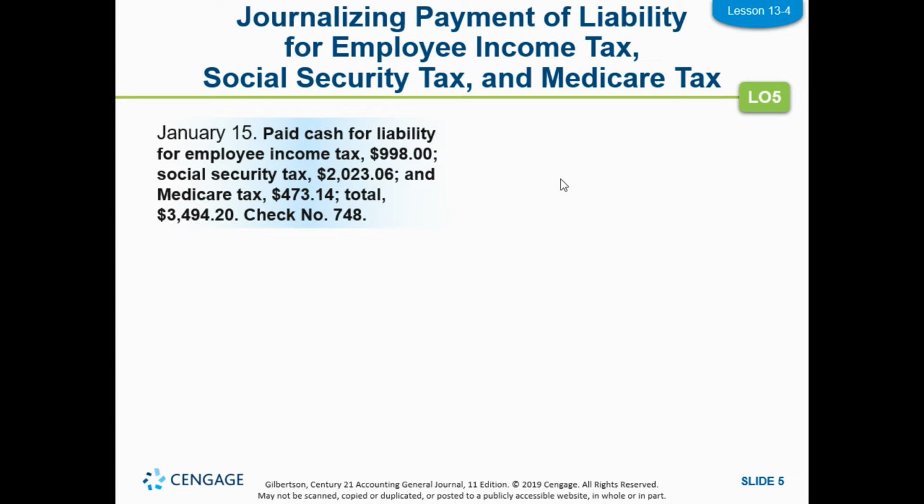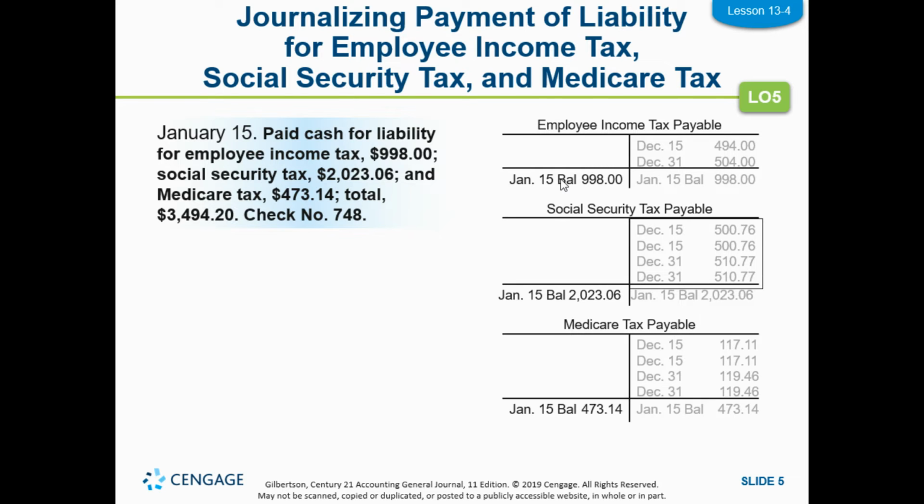paid cash for liability for employee income tax, Social Security tax, Medicare, grand total, check number 748. Now remember, keep this in mind. This is kind of difficult to get your arms around, but Social Security and Medicare are the taxes where you take it out of your employee's paycheck, but you also, as the employer, have to match their amounts. The 6.2% for Social Security, the 1.45% for Medicare. And that's kind of illustrated in this T account.